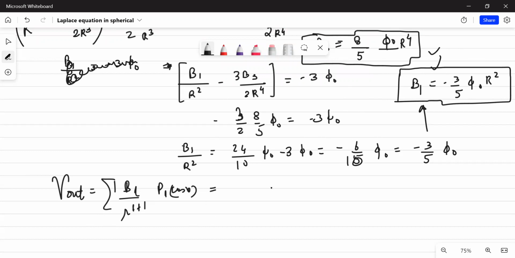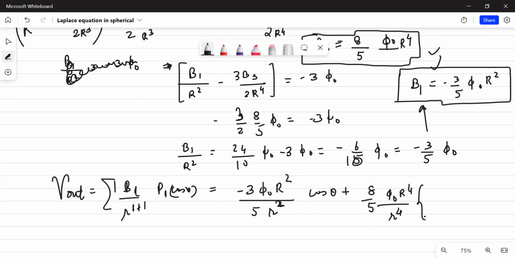So if you have this term B1, what you'll get, I think, if I'm not wrong, is minus 3 phi naught, and then there would be some r square, and then some 5, and then this P1, which is simply cos theta, plus 8 by 5 phi naught r raised to power 4, for the P3 term, so here also r raised to power 4 will come, and then you have P3 cos theta. P3 cos theta is 5 cos cube theta minus 3 cos theta divided by 2. I hope this solves your problem.